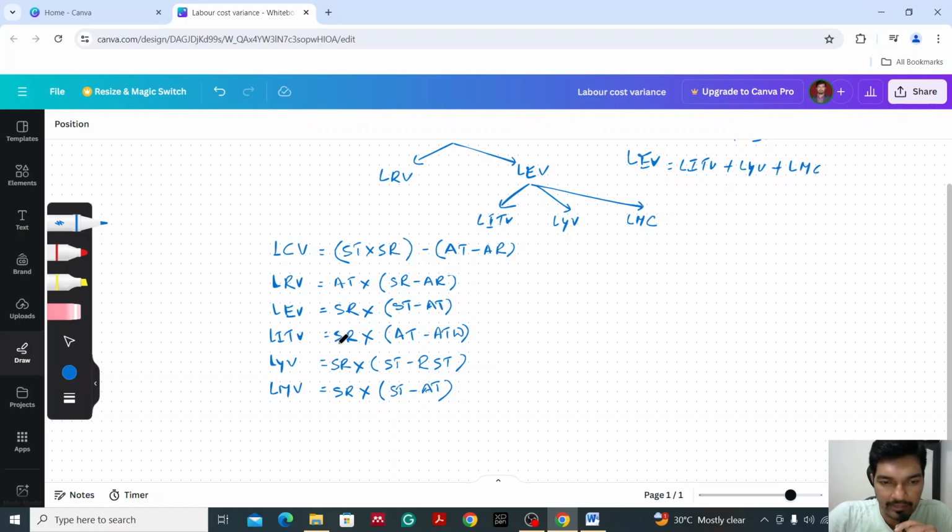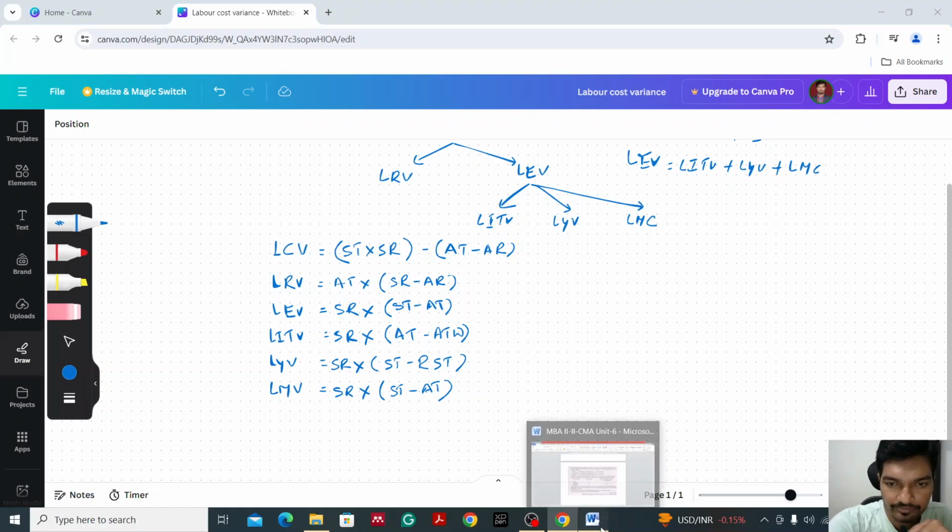Labor idle time variance: standard rate into actual time minus actual time worked. Labor yield variance is equal to standard rate into standard time minus revised standard time. Labor mix variance equals standard rate into revised standard time minus actual time. So let us start with a predefined sum.